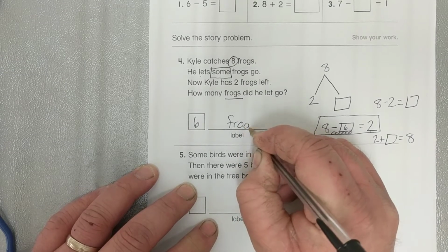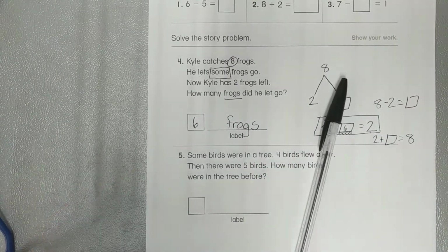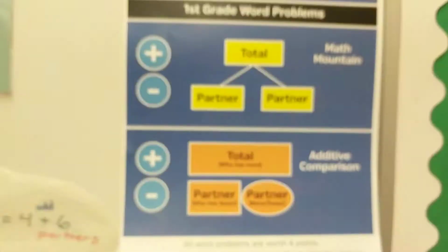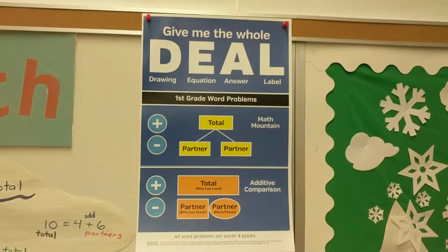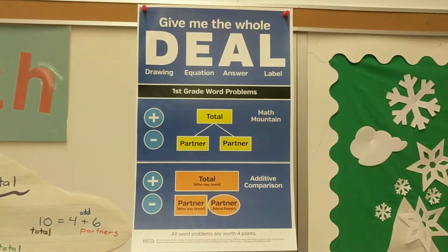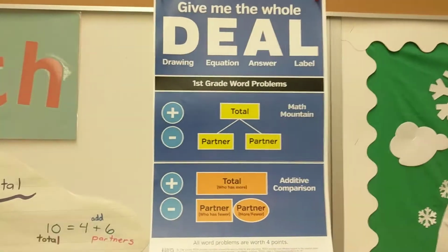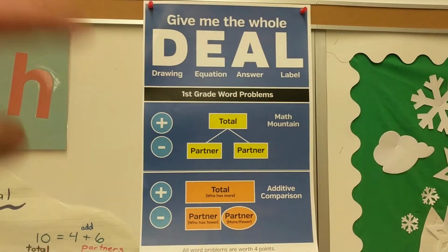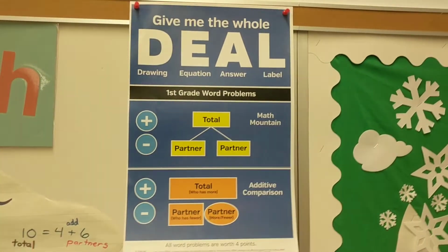So that is the whole deal. This is something that happens in all grades, doing the whole deal. It looks a little different when they get older, but you might as well get used to it now. Whenever they solve story problems, we are expecting students to have a drawing, equation, answer, and label.